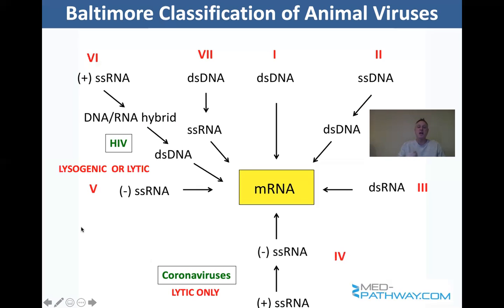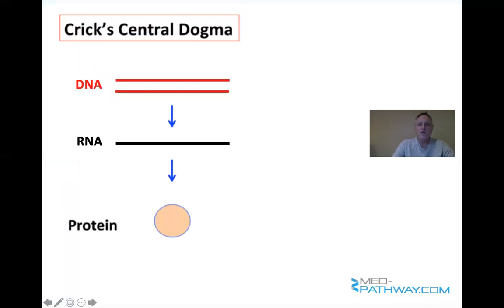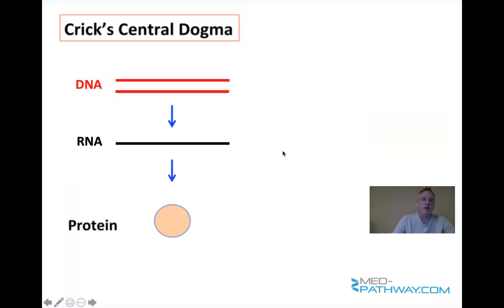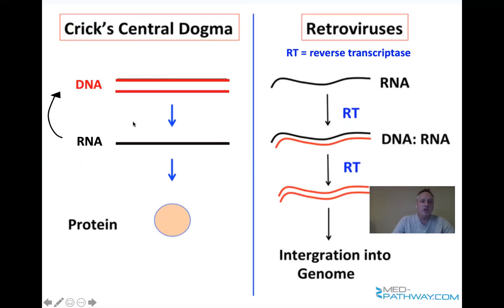And so this says that coronaviruses can only be in the lytic phase. They can never be lysogenic because they can't find their way into the chromosome as a DNA entity where they can go to sleep. But HIV is different. What you should remember with respect to retroviruses is that the Crick central dogma of DNA to RNA to protein was violated by the discovery by Baltimore and Temin of an enzyme called reverse transcriptase.